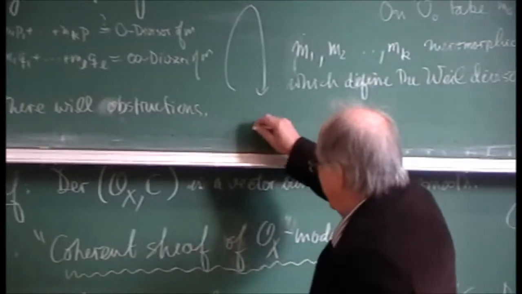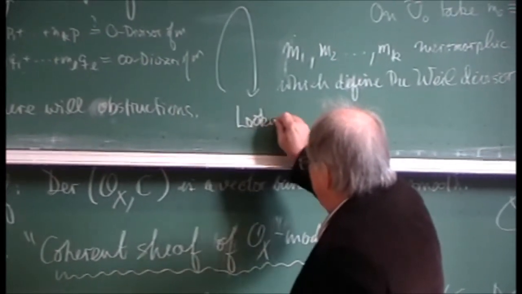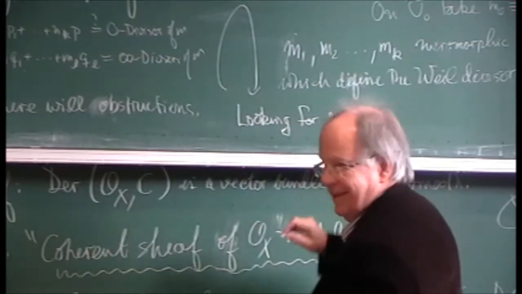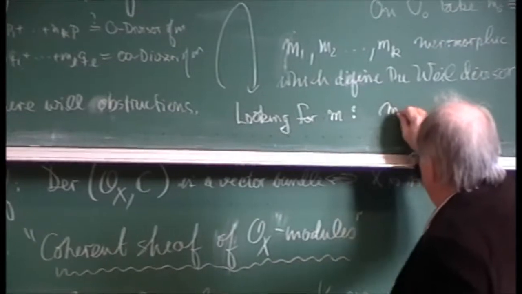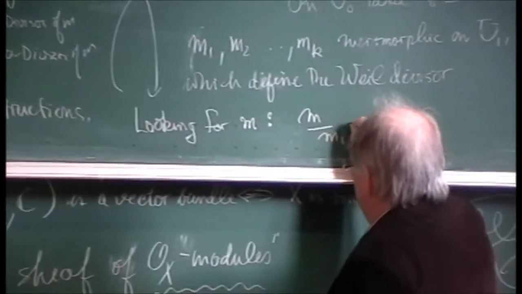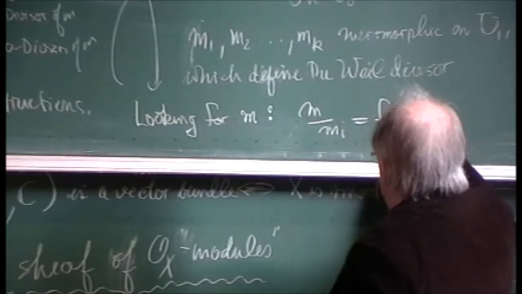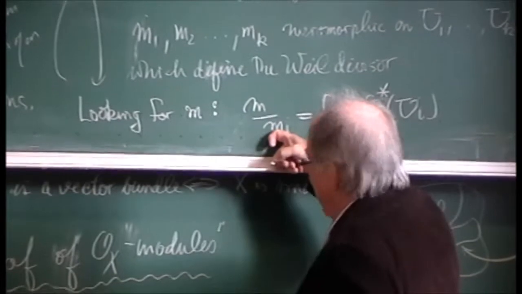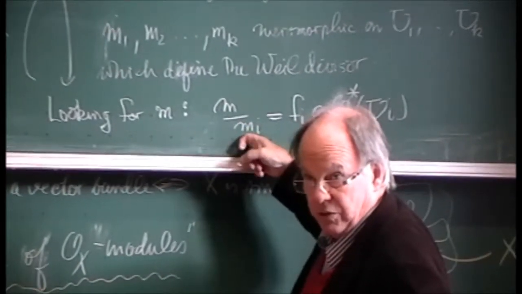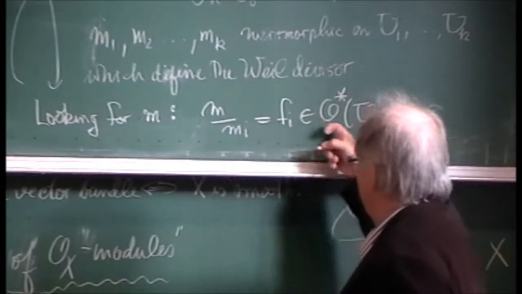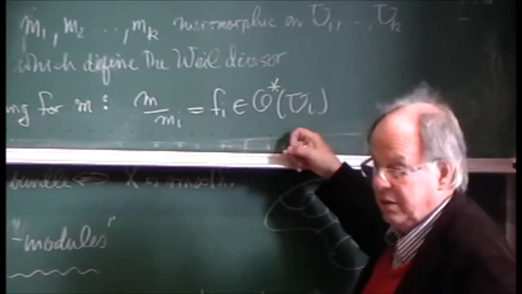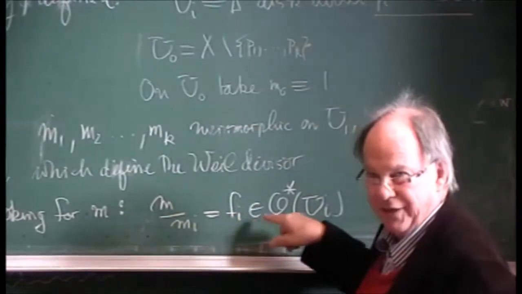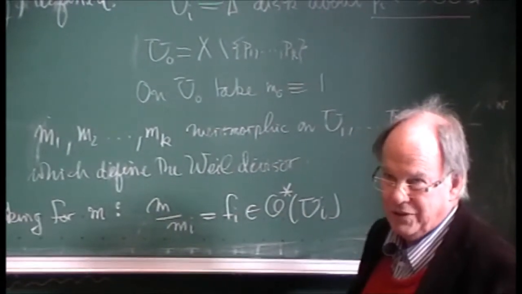Globally, we're looking for M such that M divided by M_i equals f_i, which is holomorphic. It doesn't matter. So M on U_i has the prescribed poles or zeros. That's the statement: that it's holomorphic and doesn't vanish. So the statement on U_0 is M divided by 1 is holomorphic and doesn't vanish. It means it has no zeros or poles.